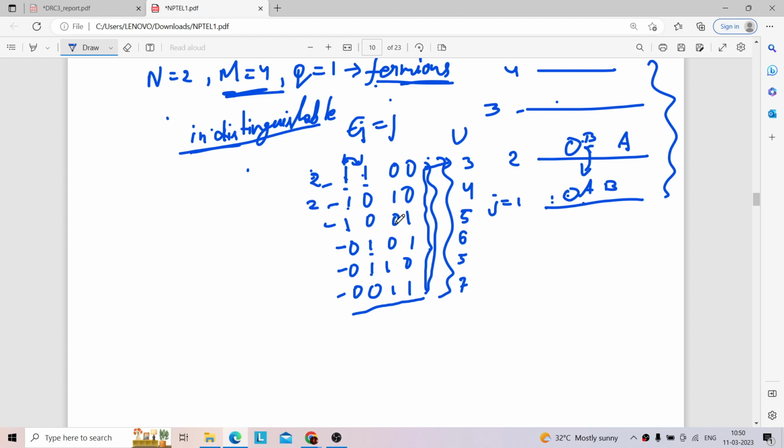Here also I can get 2, 2, 2, here also 2. So how many microstates do I have? 3, 6, 12. So the number of microstates is 12 for this state. So what will be the entropy? Entropy is Kb ln of the number of microstates, which is 12.